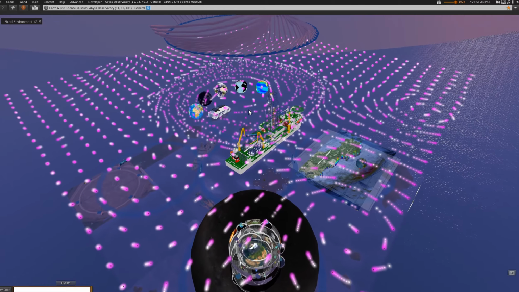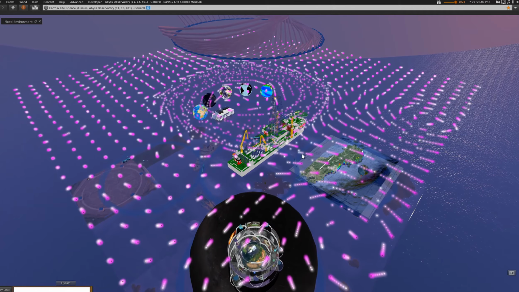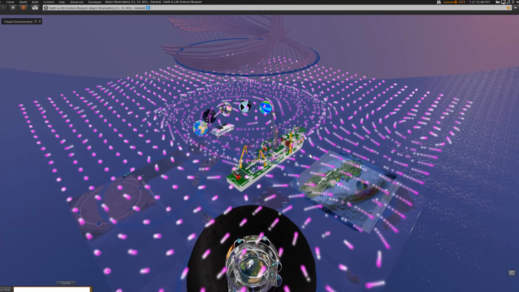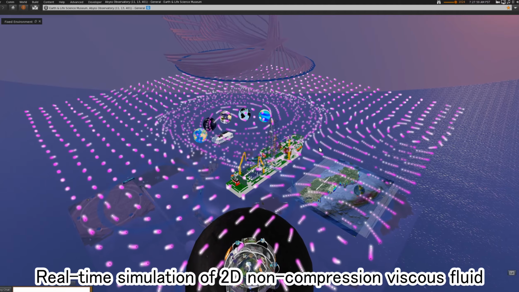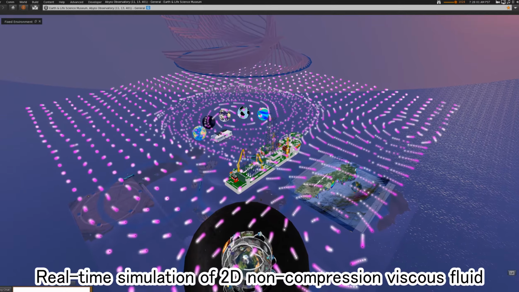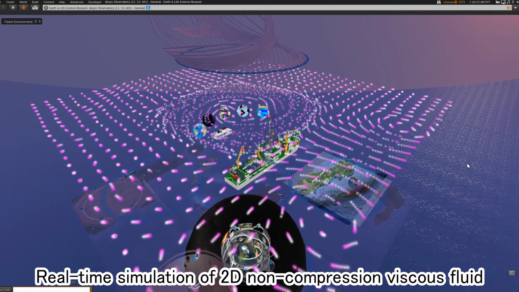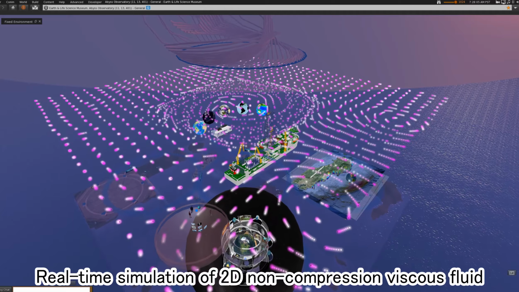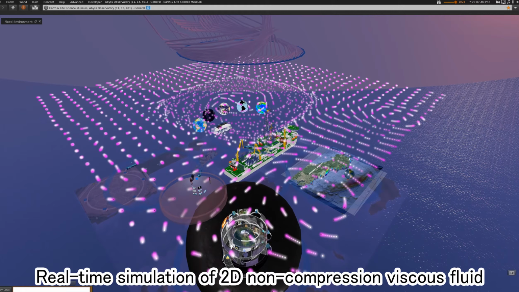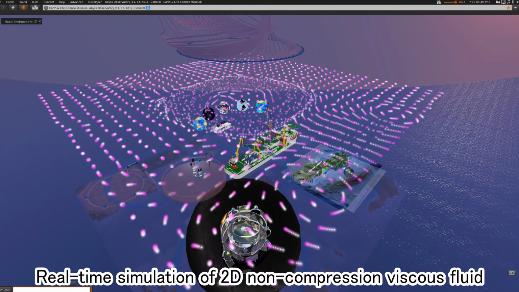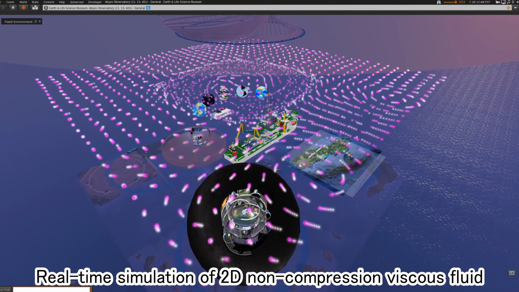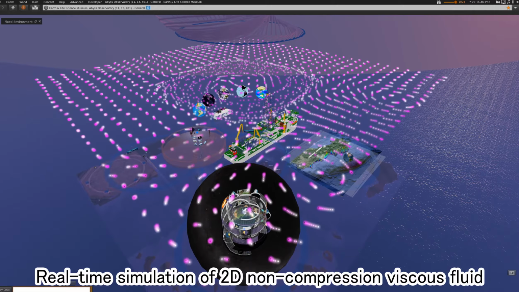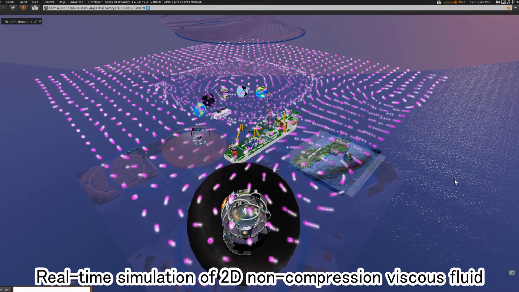So this wind field is simulated in real time by the region server, so real-time simulation of two-dimensional incompressible viscous hydrodynamics is simulated in real time.